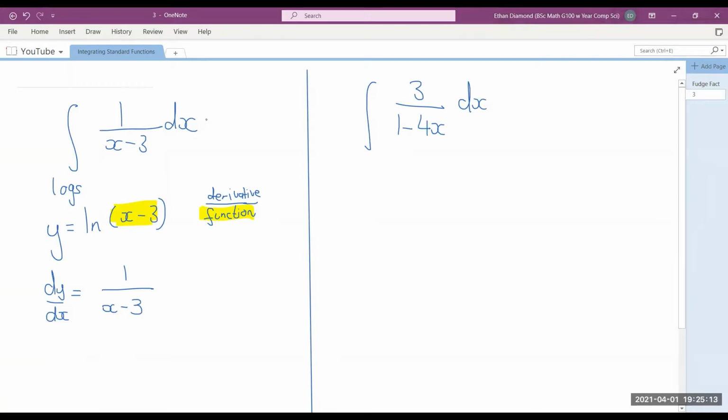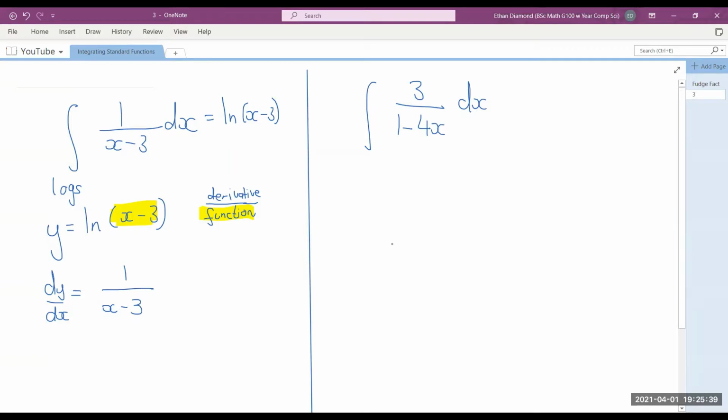So in this case, it's easy. There is no fudge factor. It's just ln of x minus 3. Of course, I should be writing plus c every time, but yeah, I don't care. It's fine. So how do we know we got it correct? Well, one is the opposite of the other. So happy days.